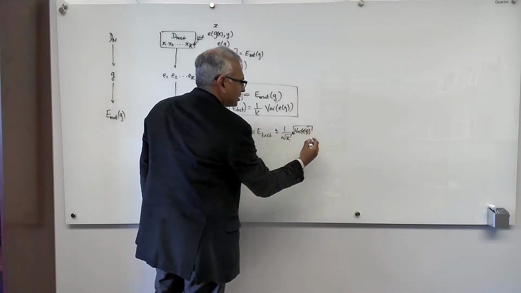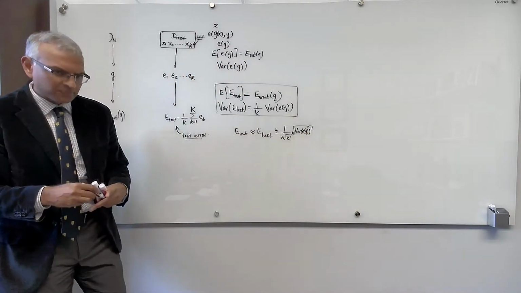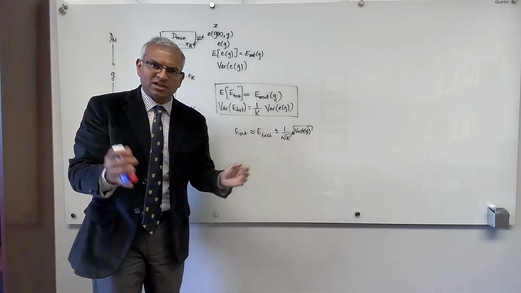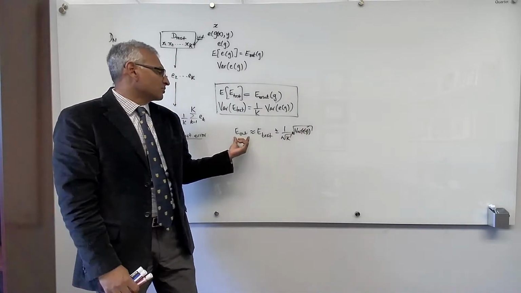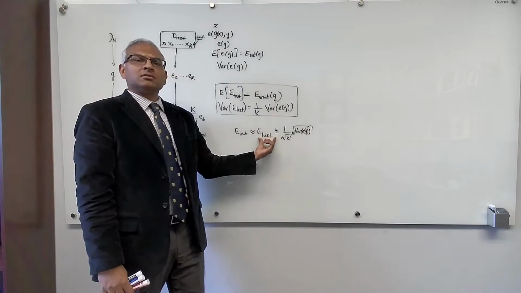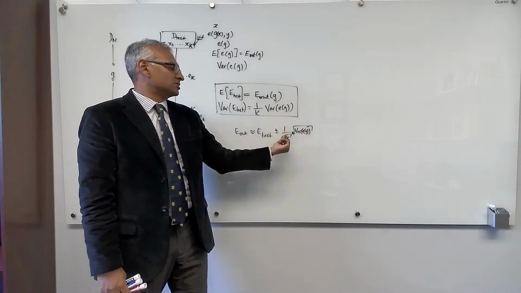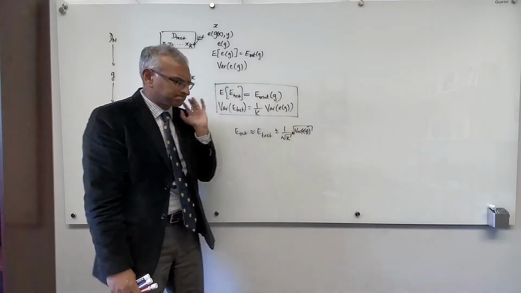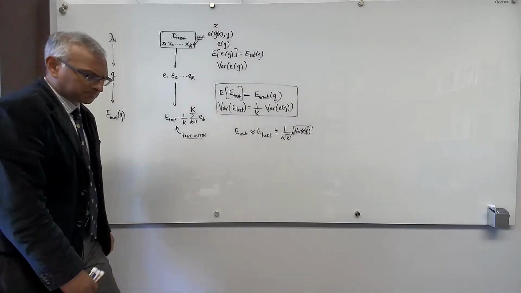Now this is a heuristic statement. We can make probabilistic statements using something like the Markov or Chebyshev inequality, but basically what we can see is that the out of sample error is approximately equal to the test error plus a term that's decreasing like 1 over the square root of K. Okay, good.